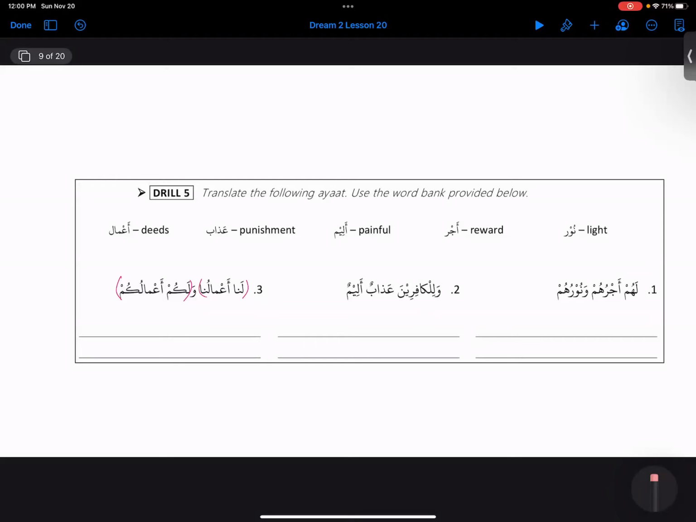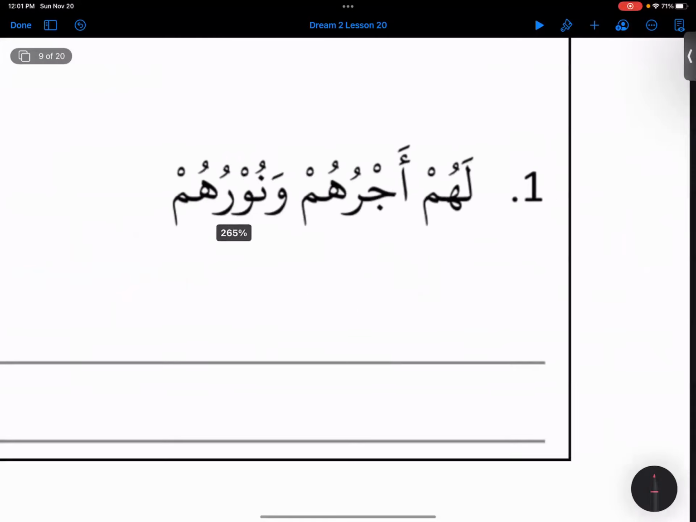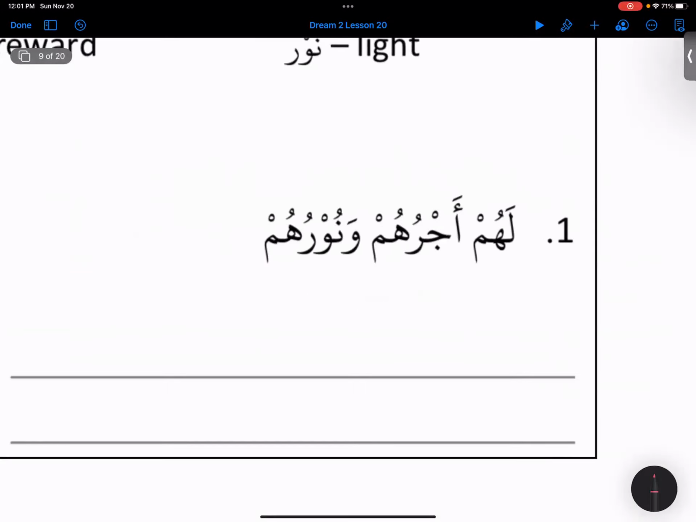Okay. So number one, over here. Now you're going to do it, okay? Yes. Lahum. Mumtaz. Can I say the full sentence? So number one, lahum ajruhum wa nuruhum. Beautiful ayah, part of an ayah.